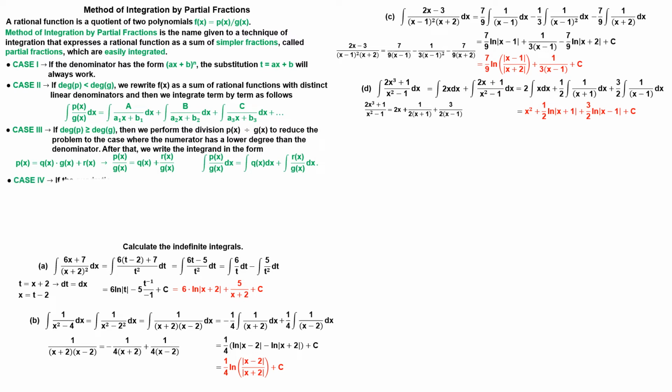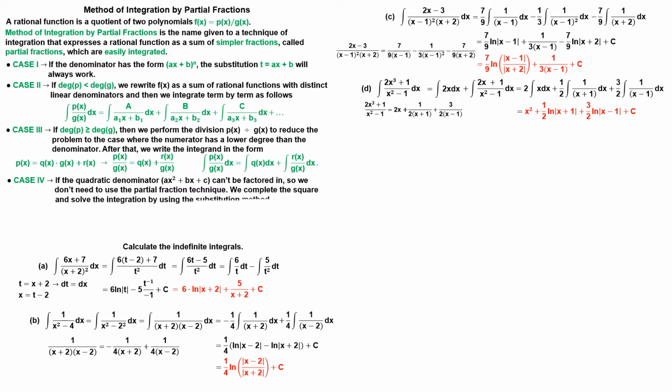Case 4. If the quadratic denominator cannot be factored, we can't use the partial fraction technique. We complete the square and solve the integration by using the substitution method. Let's solve item E. The quadratic denominator does not factor.